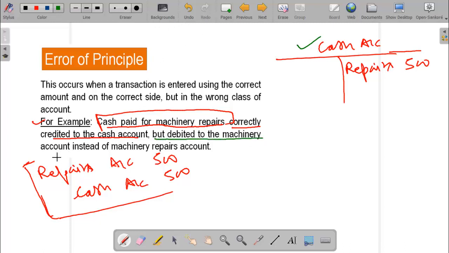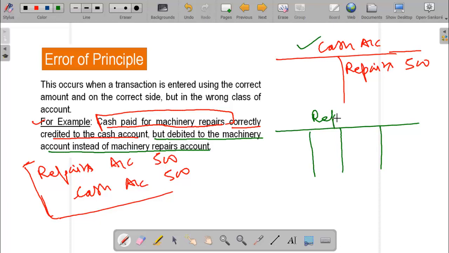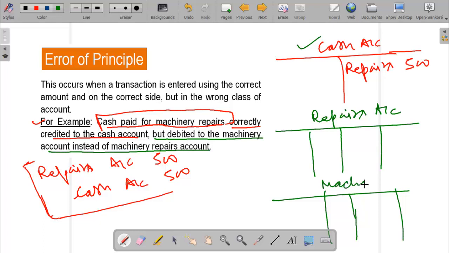But I debited the machinery account instead of the machinery repairs account. I should have debited which account? The repairs account, isn't it? As per the entry I should have debited the repairs account, but instead of debiting the repairs account I debited which account? The machinery account. And machinery is an asset. Instead of debiting this account I debited this account. The account is incorrect, but the side is the same side, and on its debit side I wrote cash 500. So this is called error of principle.